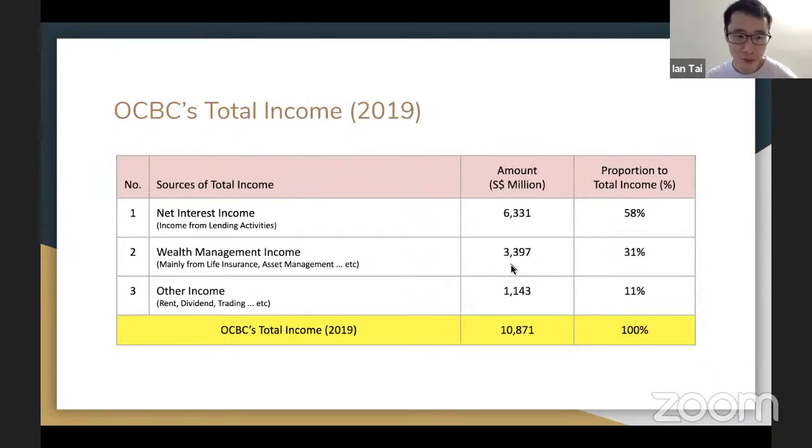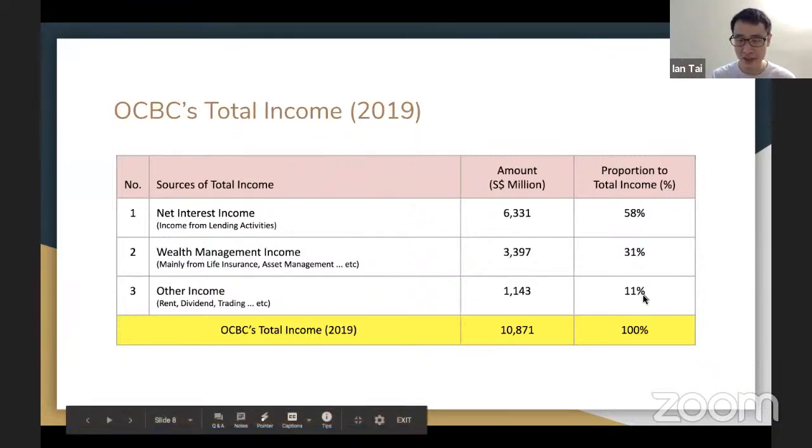And the wealth management income, in total, they have generated $3.4 billion. And this one will constitute about 31% of the total income of the bank. And finally, we have other income. Other income comes from investment income like rental income, interest income, dividend income, or even trading income. They have bank staff to do some trading, okay? And this one will constitute 11%.